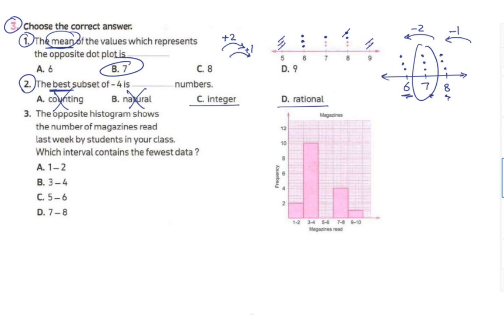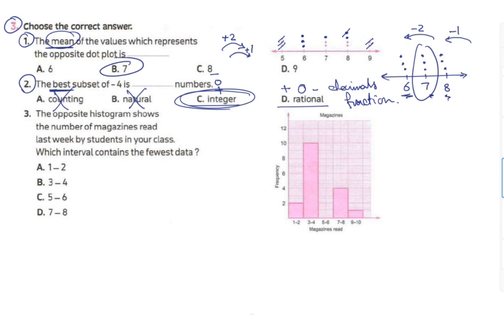To know which one is the best one, which one is the smallest one? Is it integer or rational? Integers have positive numbers, 0 and negative numbers. But the rationals have positive numbers, 0, negative numbers, decimals, and fractions. It's the biggest set of numbers we know, right? So take the smallest one. So I will choose the integer. So the integer is the best subset of -4.